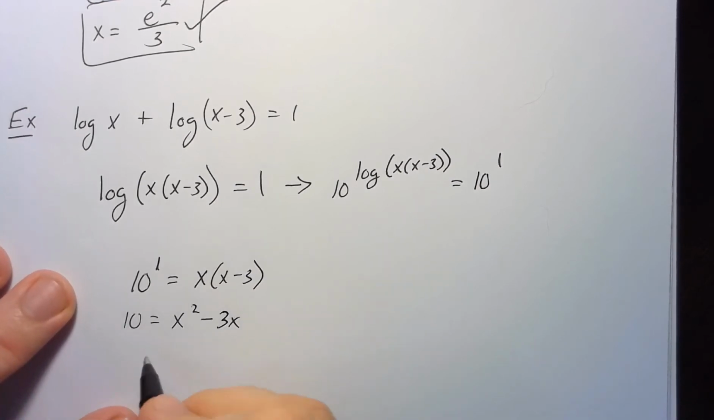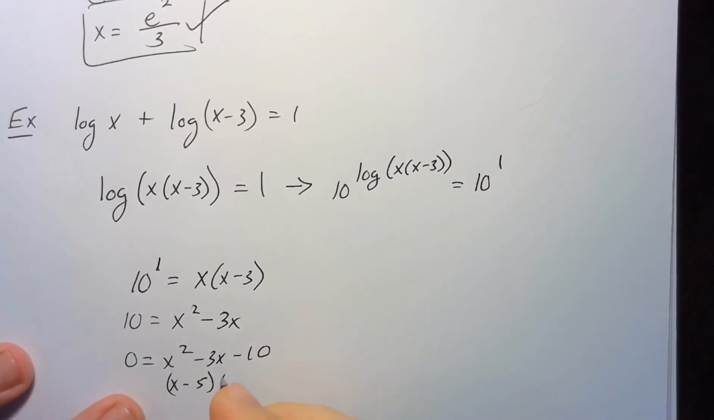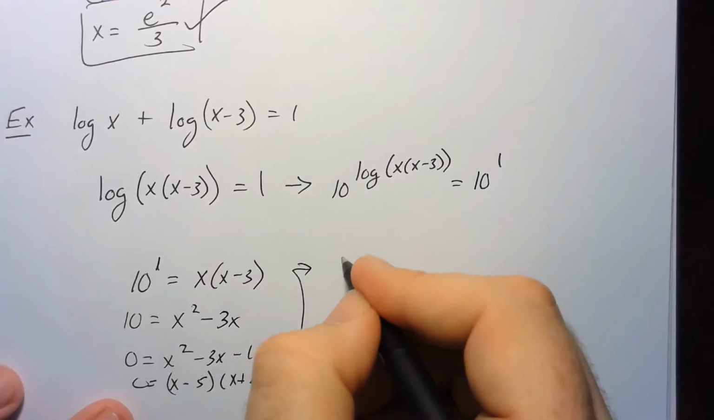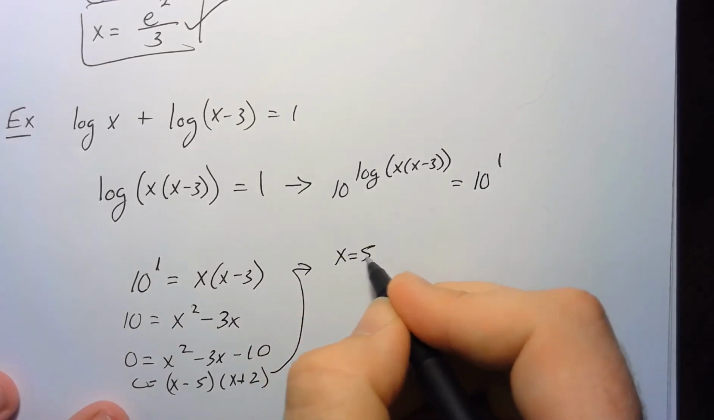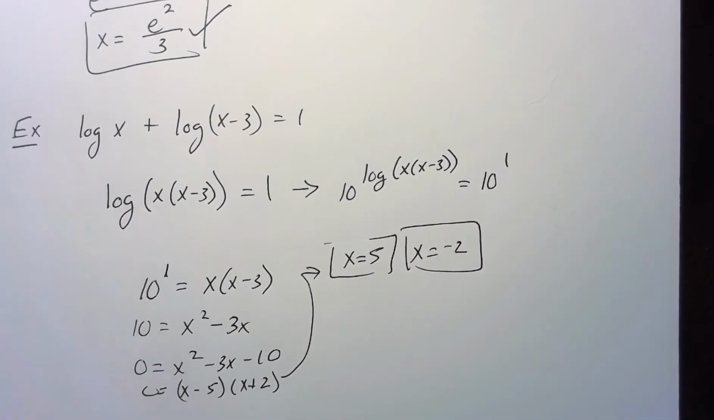I can go ahead and subtract the 10 and get 0 is equal to x squared minus 3x minus 10, and I can solve this like any other quadratic. In this case, it does factor into x minus 5 and x plus 2. And I can go ahead and get the answers as x equals 5 and x equals negative 2. Now again, when I'm done with this particular step, I do need to go back and check my answer. This is where the steps can cause problems.